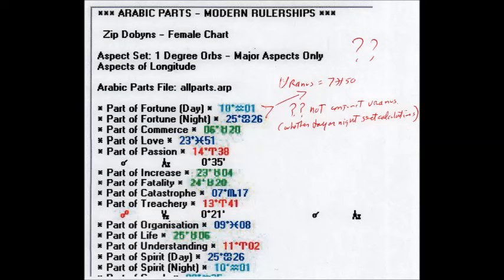Now the converse of this, using the same three factors, the Arabic part is called the part of spirit, and I don't like that name any better than I like part of fortune, because I don't think this has anything to do with being spiritual. But this is adding the ascendant to the sun and subtracting the moon. So instead of ascendant plus moon minus sun, you do ascendant plus sun minus moon.